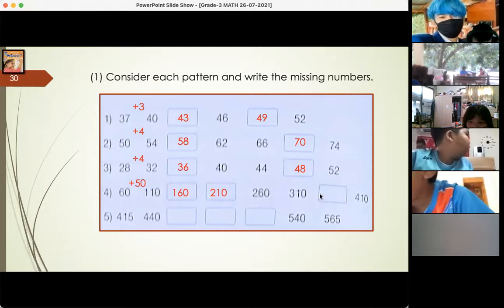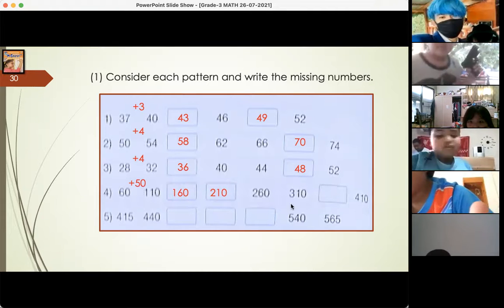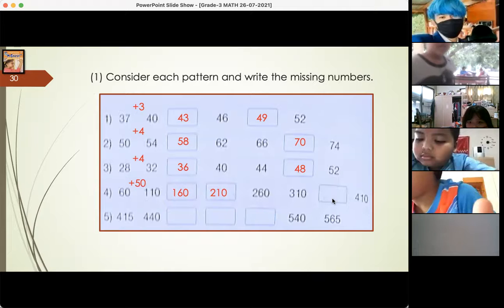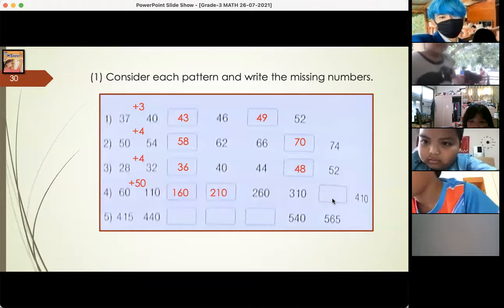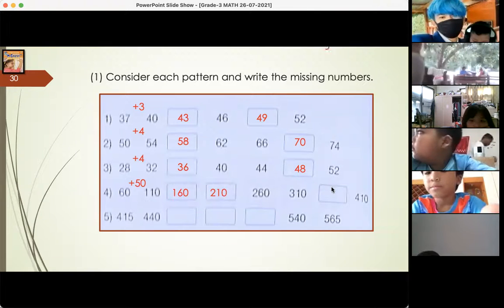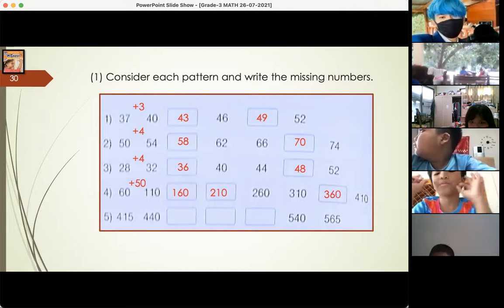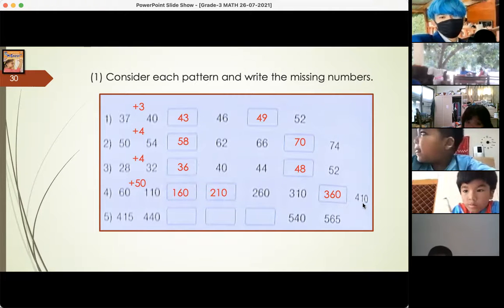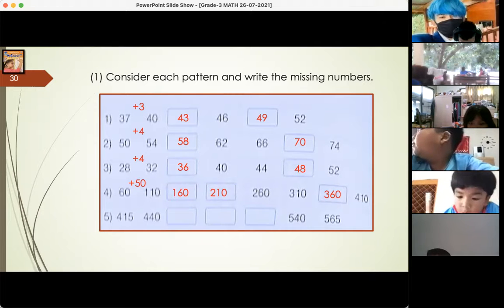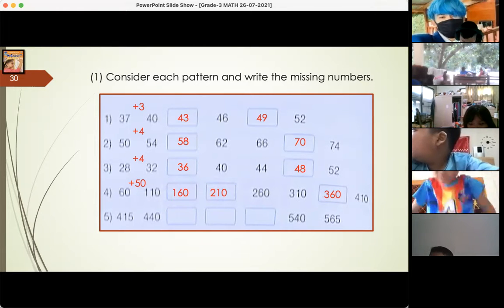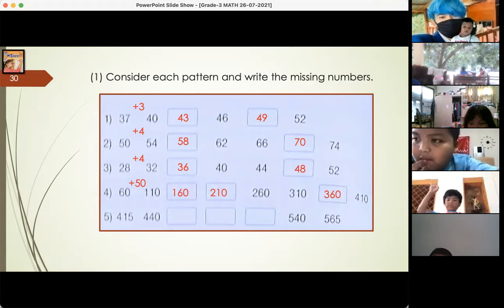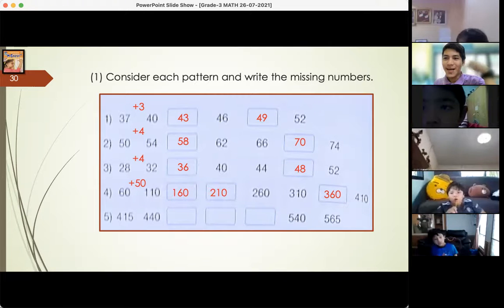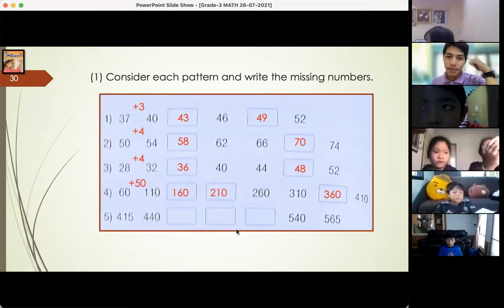Here, Garfield, what is the next number here? 310 add 50, we can have 360. Very good, Garfield. So next, 360 add 50, we can have 410. Okay, grade 3, are you following? Did you understand patterns of numbers? Easy or not easy? Easy? All right, so let's go to number 5.